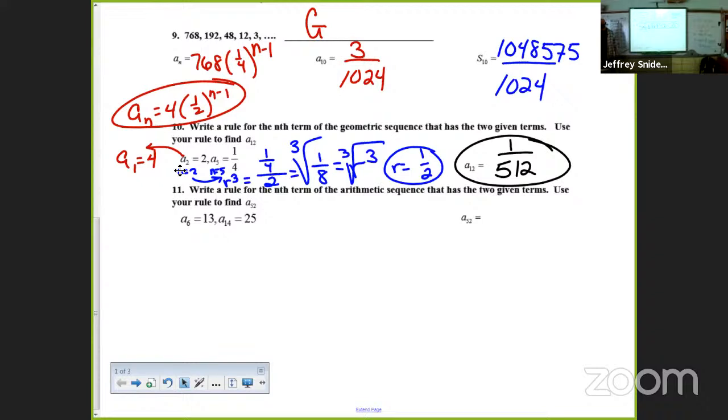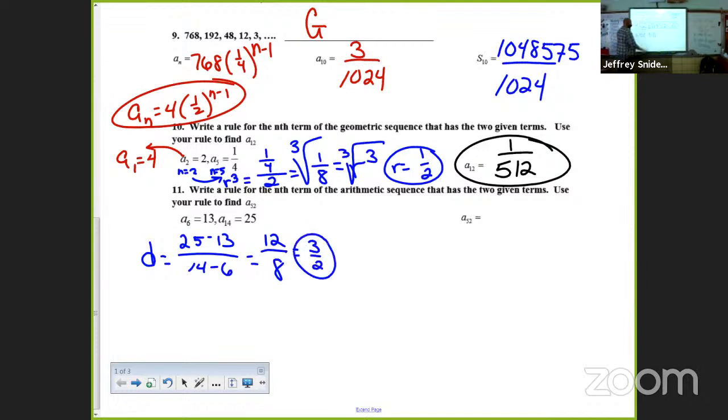Number 11. Arithmetic. First thing I have to do here is find the common difference. And how do I find the common difference? It's going to be 25 minus 13 over 14 minus 6. I'm really finding the slope, the rate of change. So 25 minus 13 is 12. 14 minus 6 is 8. This simplifies to 3 halves.